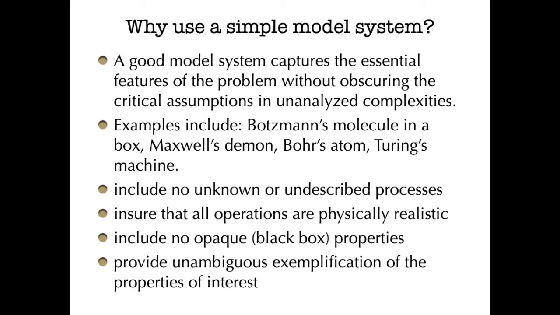Some of the most significant advances in science have been based on the analysis of simplified model systems. A good model system captures the essential features of the problem without obscuring the critical assumptions in unanalyzed complexities. Examples include Boltzmann's molecule in a box, Maxwell's demon, Bohr's atom, or Turing's machine. A good model system should include no unknown or undescribed processes, ensure that all operations are physically realistic, include no opaque black box-like properties, and provide unambiguous exemplifications of the properties of interest.